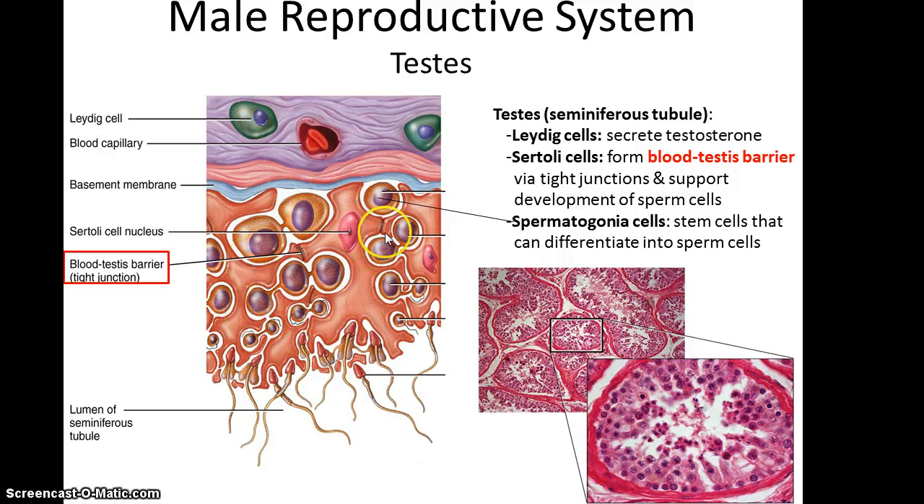Then, deeper within the testis, you have the Sertoli cells. The Sertoli cells form a blood-testis barrier via tight junctions between Sertoli cells and other support cells, and they help support the cells that will produce sperm cells as well. The importance of the blood-testis barrier is that it keeps the body from having an immunological response to the sperm cells themselves. And then there are the spermatogenic cells. These are stem cells that can differentiate into sperm cells.